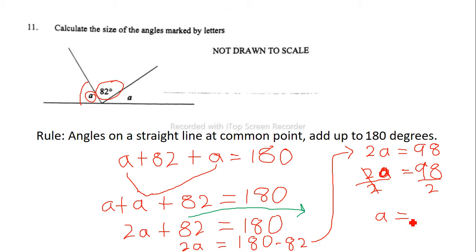49. Is that correct? 49 indeed. So A is equal to 49. Now, Miss Cooper, I heard you said 98 at first. You see where you're going wrong?